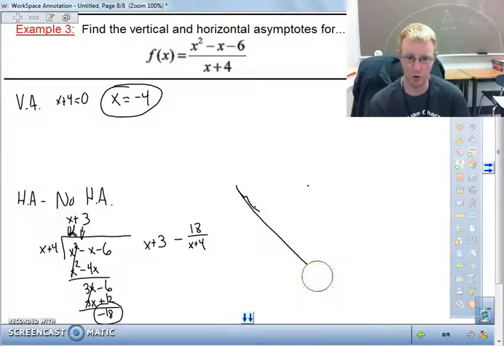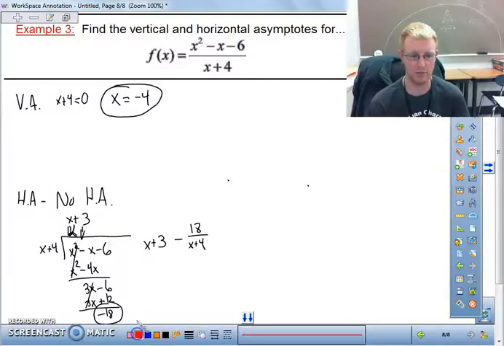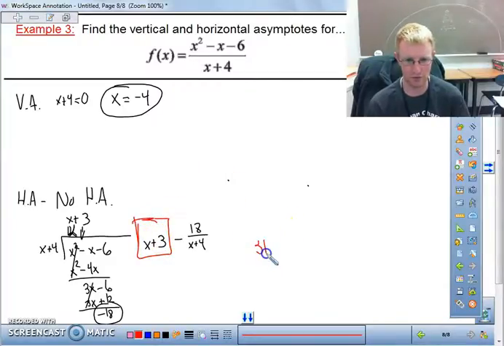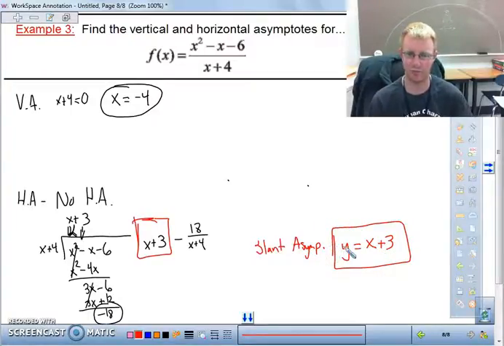So how do we know what that line is going to be? Really easy. Your slant asymptote is going to be the equation of the non-remainder portion. So our slant asymptote here would be y equals x plus 3, and it would just be a dotted line. And then the graph would obviously be approaching that dotted line on both sides of it.